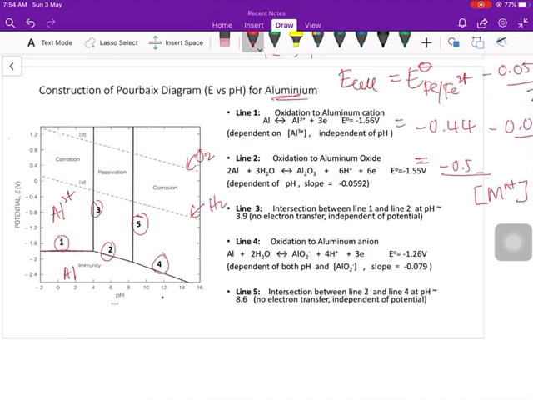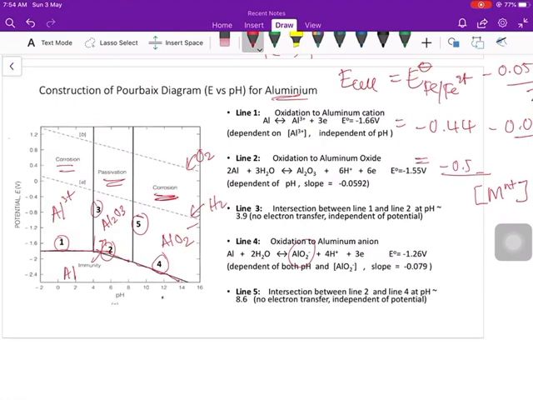For 1, this is immunity, aluminium, and if you cross this horizontal line 1, aluminium will oxidize to the metal cation, aluminium 3 plus. If you cross 2, aluminium will produce alumina. This is the passive region. When it crosses slope 4, it will produce anion. This is corrosion: corrosion makes cation, and corrosion in anion form. See, this is the anion.